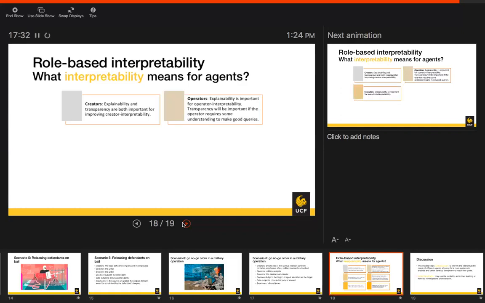For the operators, who deal with machine learning systems directly, explainability is very important as well, in order to offer better data for the executors. They have to know why, and make sure the data they input to the system is the right one, so they can provide useful information to the executor. Transparency will be important if the operator requires some understanding to make good queries.